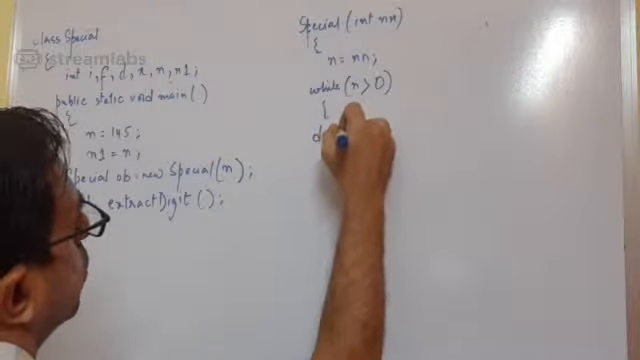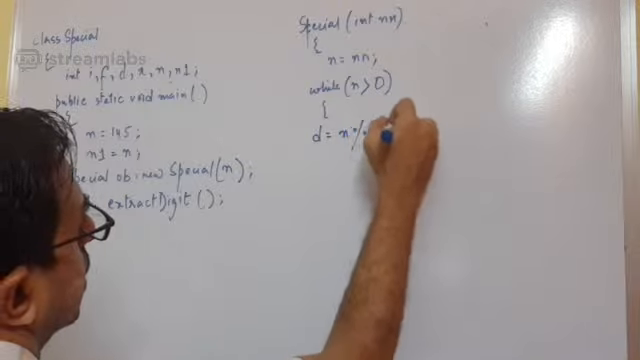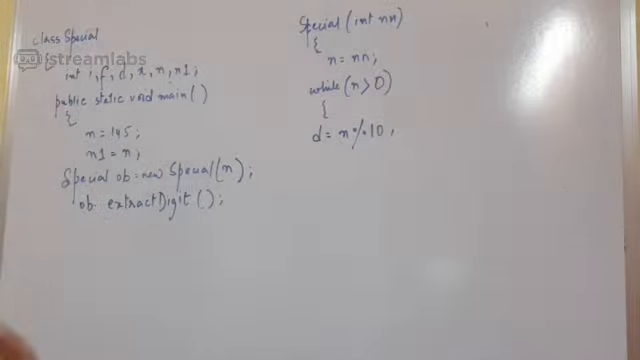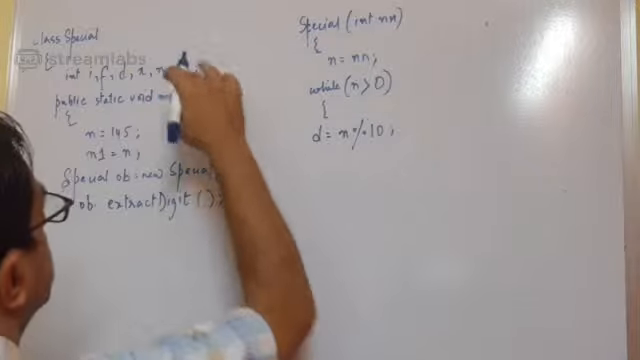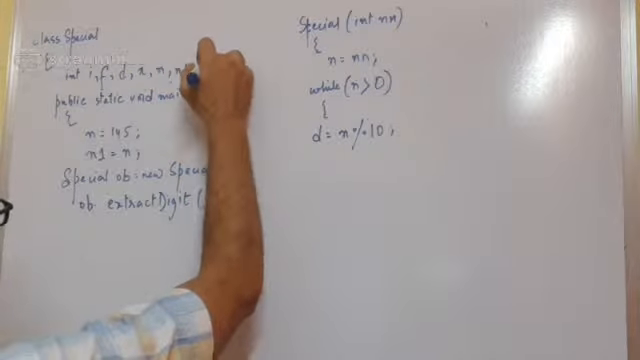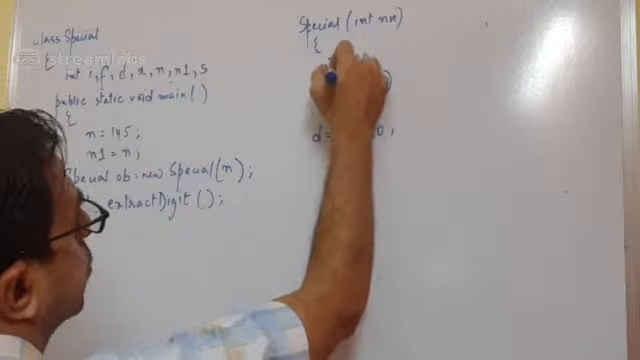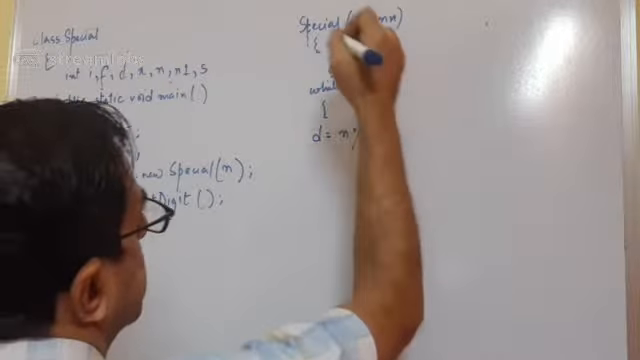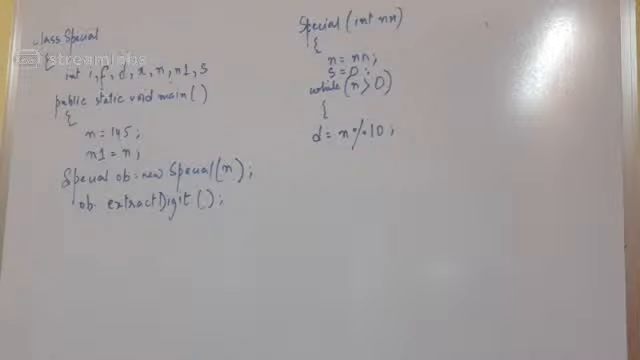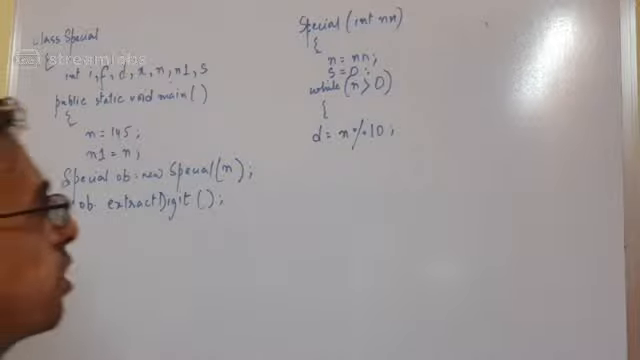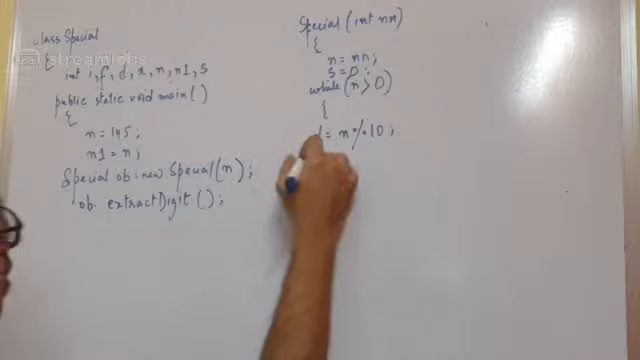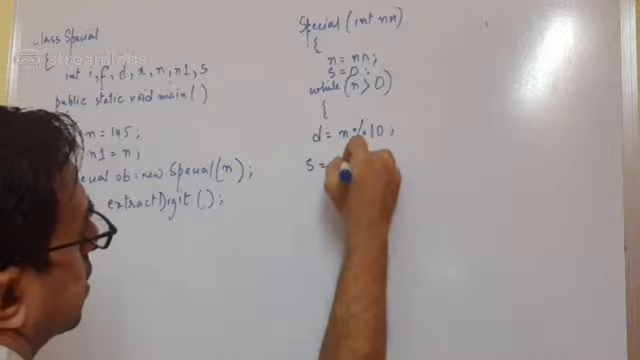So over here what we will be doing is d equal to n modulus 10. This will be extracting the units place, and then we need to introduce one more variable by the name of s. The initialization should be done over here only, because the initialization of the variable cannot be done outside the method body. So that's why d equal to n modulus 10, and after that s equal to s plus.